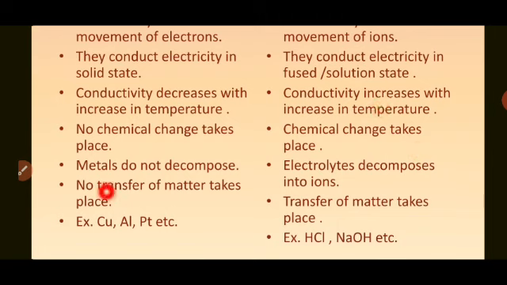So examples of metallic conductors are copper, aluminum, platinum, etc. Whereas examples of electrolytic conductors are HCl, NaOH, NaCl, etc. But these are aqueous solutions or fused solutions.